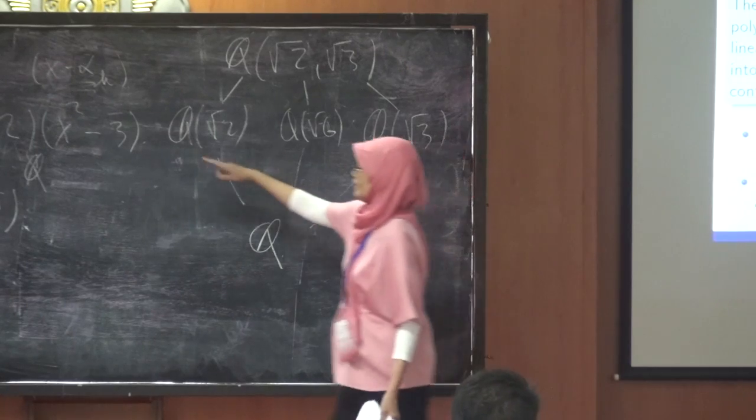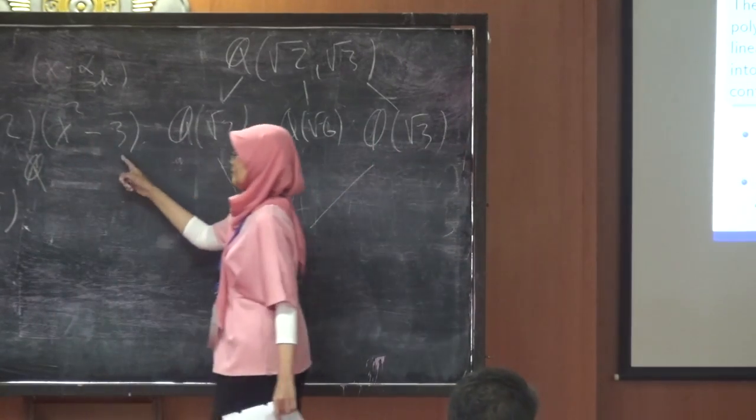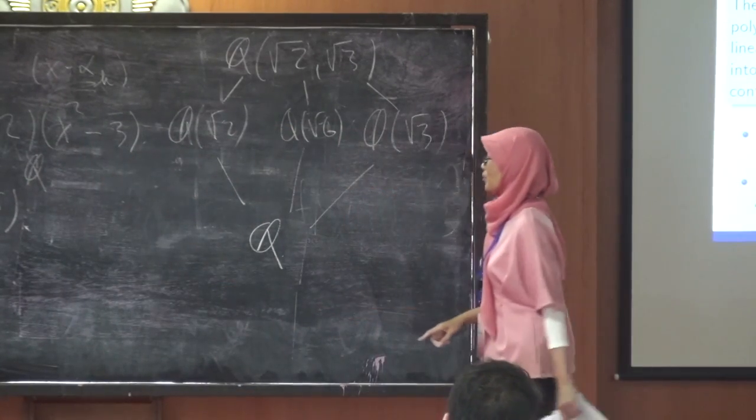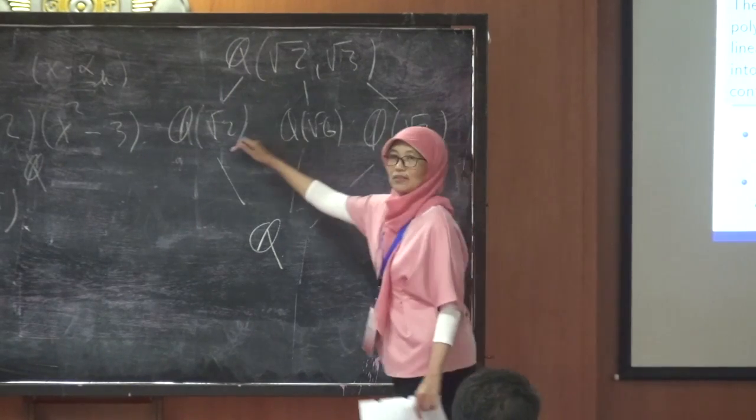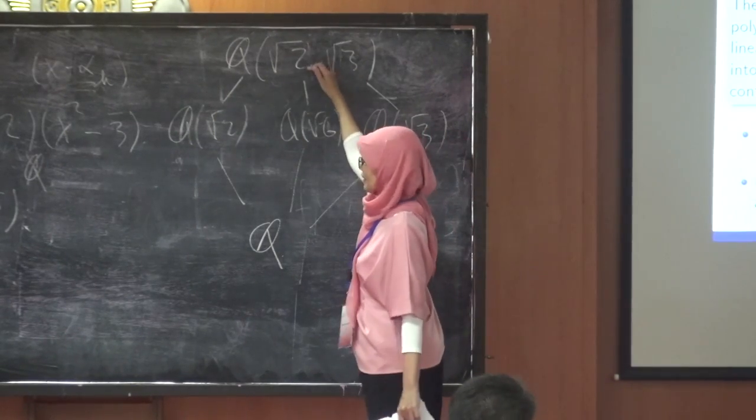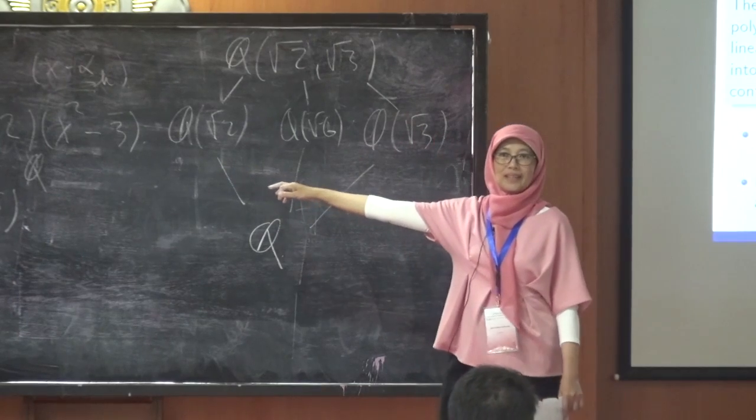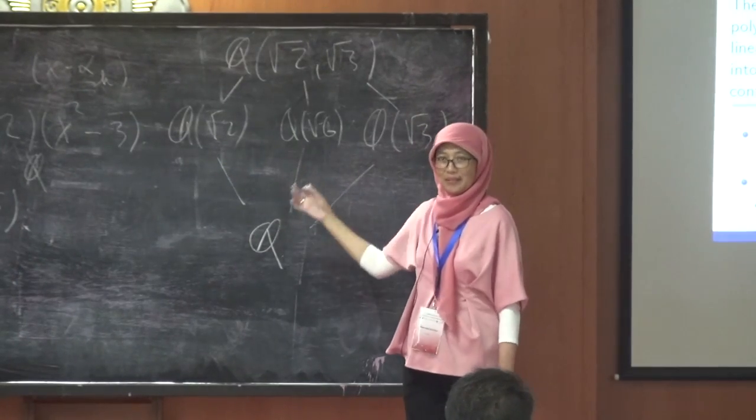So this polynomial factors completely in this field, but not in this one or this one. So this is the splitting field of this polynomial. I hope you understand the meaning now.